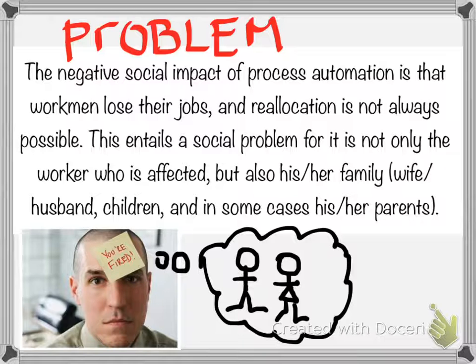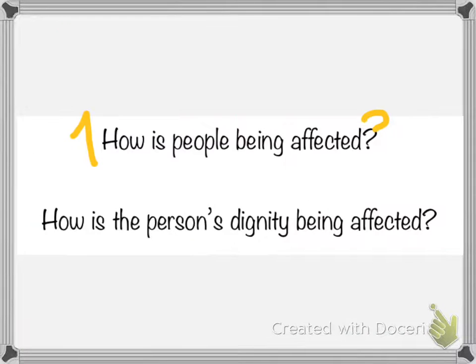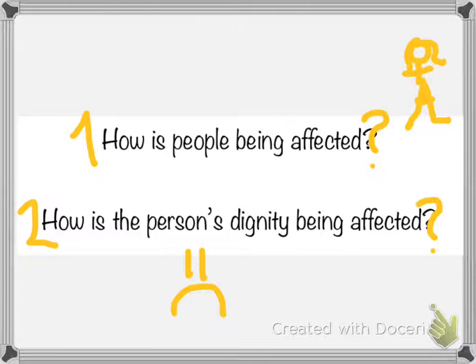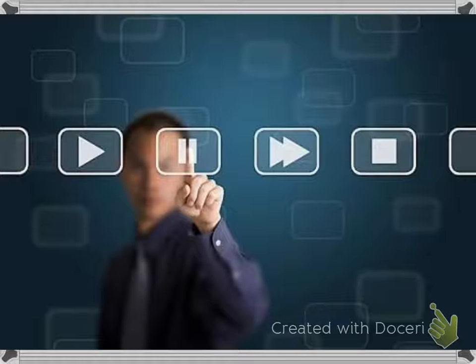Now, pause this video and identify the problem that you posed in the first part of your outline. You must be careful because you could have mentioned it either in your question or in your answer. Some questions that can help you to identify the problem that you posed are: how are people being affected? How is a person's dignity being affected? Check that you described thoroughly which is the problem. If you need to be more specific, do so. You may pause this video now.